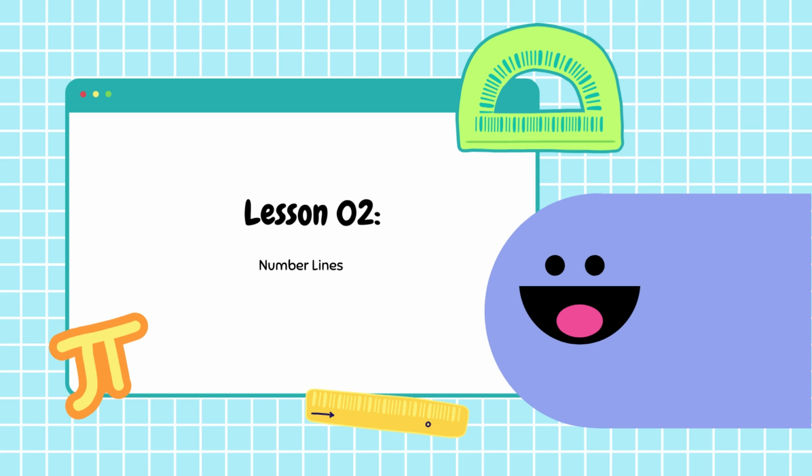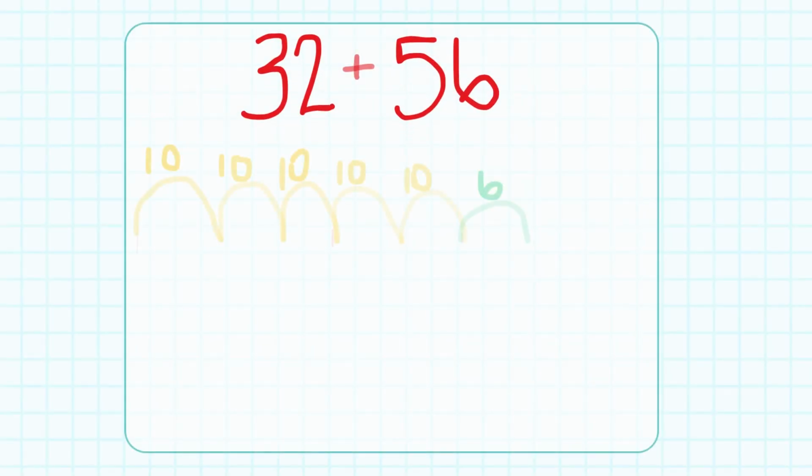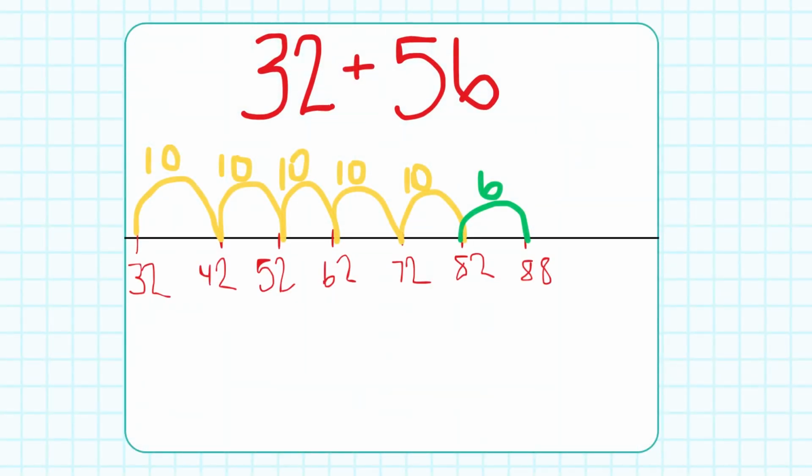So now that we understand decomposing strategy a little bit more, we can now move on to the number line addition strategy. So looking at a problem that we used for the decomposing strategy, we can now use it on the number line strategy. We will start with 32, and we are going to hop 10 until we get to 50.